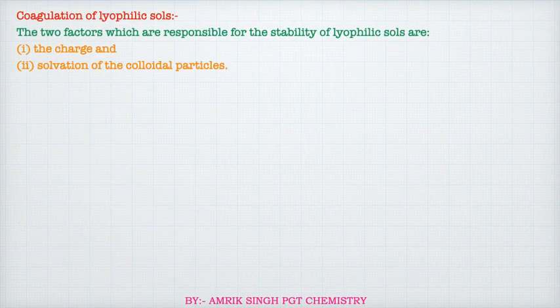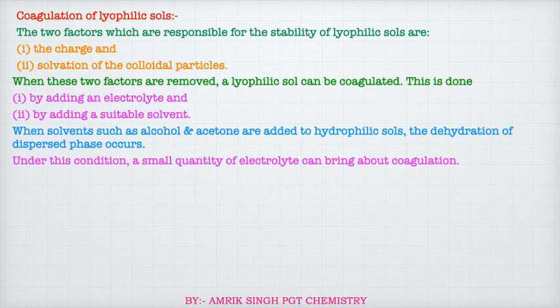Now, coagulation of lyophilic sols. The two factors which are responsible for the stability of lyophilic sols are, first, charge, and the second one is the solvation of colloidal particles. When these two factors are removed, the lyophilic sol can be coagulated. This is done by adding an electrolyte and by adding a suitable solvent. When solvents such as alcohol or acetone are added to a lyophilic sol, dehydration of the dispersed phase occurs. Under this condition, a small quantity of electrolyte can bring about coagulation.